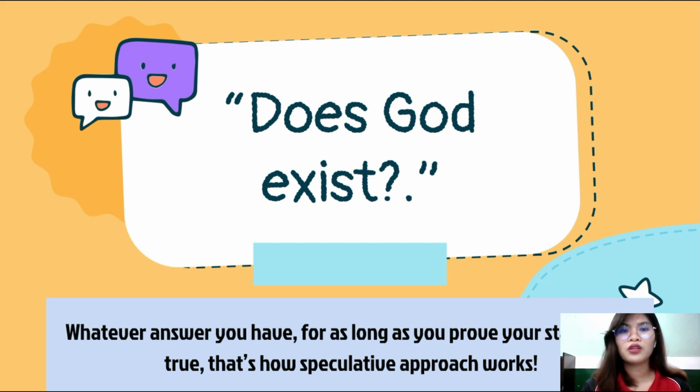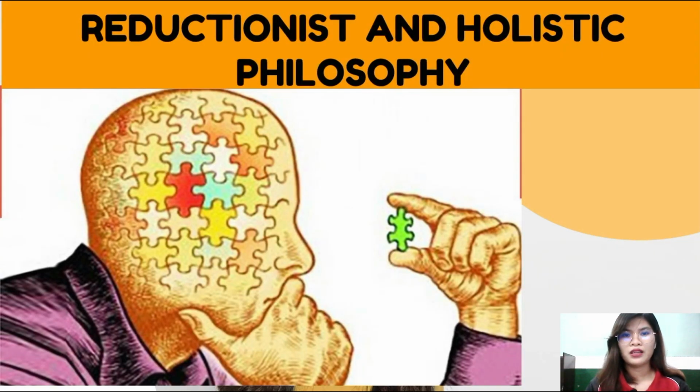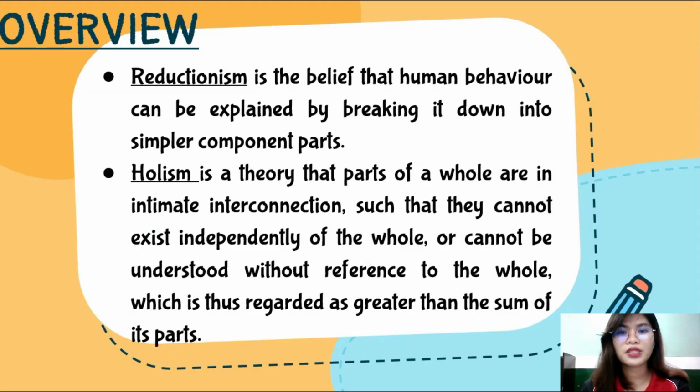Now, let's go to the different or other two approaches in philosophy. Let's discuss about the reductionist and holistic philosophy. Okay, so just an overview about these two approaches. So reductionism is the belief that human behavior can be explained by breaking it down into simpler component parts. Okay, kumbaga iniisa-isa mo muna yung bawat part. Iniintindi mo muna yung bawat part bago mo talaga intindihin sila ng buo.